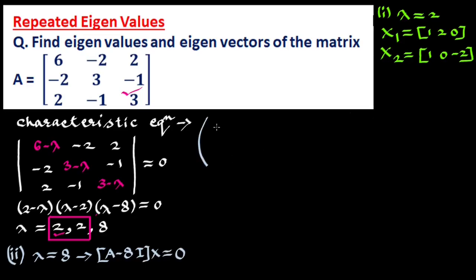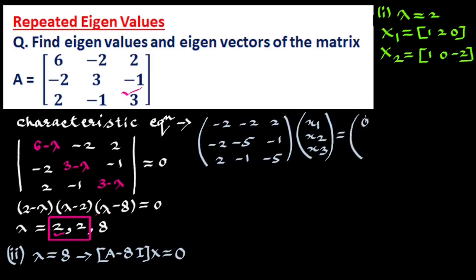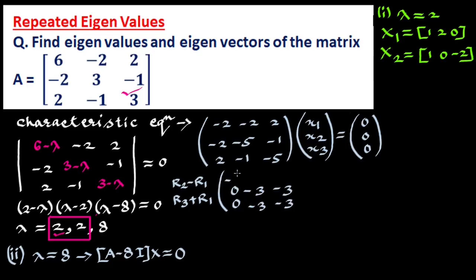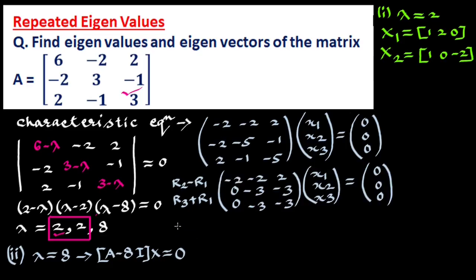So that will be the matrix 6 minus 8 minus 2, 3 minus 8 minus 5, 3 minus 8 minus 5, the new diagonal elements, and the rest of the elements remaining the same, times eigenvector x1, x2, x3 equals 0 vector. Now by R2 minus R1 and R3 plus R1, we will make these two elements 0, with the first row as it is. Now by R3 minus R2, the last row will become 0 and the rest will remain unchanged.